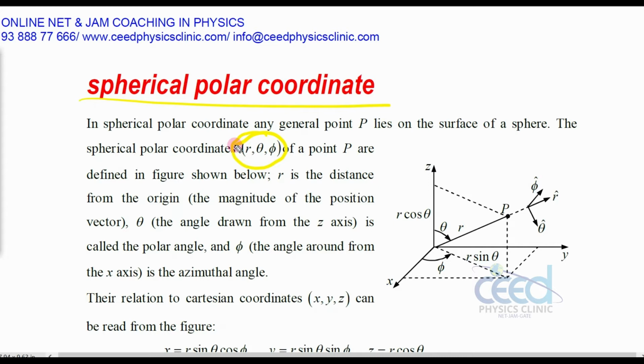So this r, theta and phi, we can call spherical polar coordinates. How can we represent a point on the surface of a sphere? That is what we are going to look at now. Let us go to the blackboard.